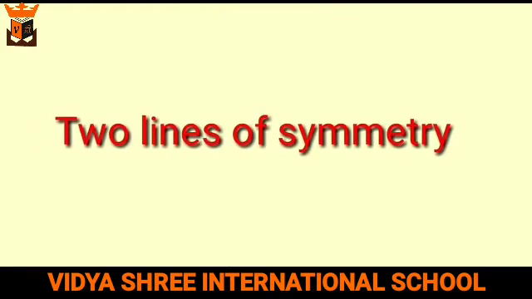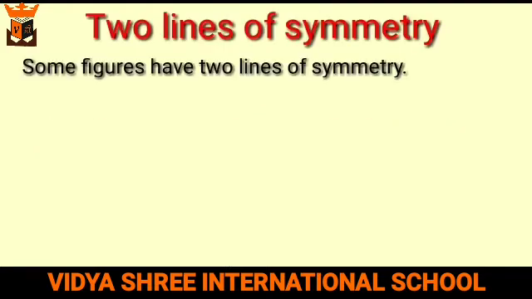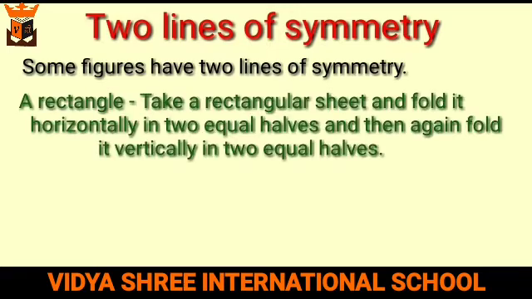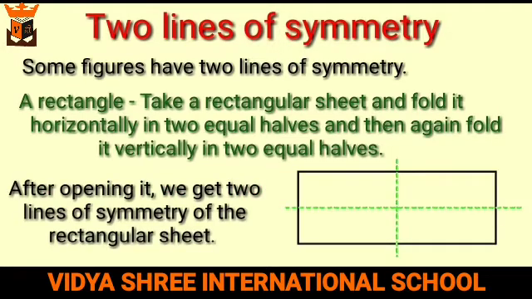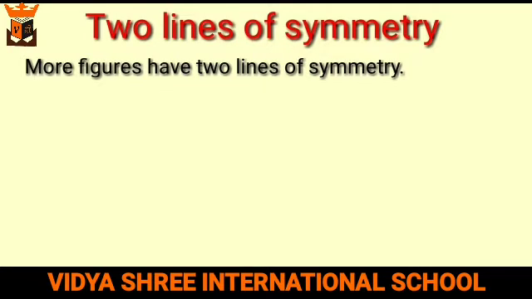Two lines of symmetry. Some figures have two lines of symmetry. For example, a rectangle. Take a rectangular sheet and fold it horizontally in two equal halves and then again fold it vertically in two equal halves. After opening it, we get two lines of symmetry of the rectangular sheet. There are some more figures with two lines of symmetry.